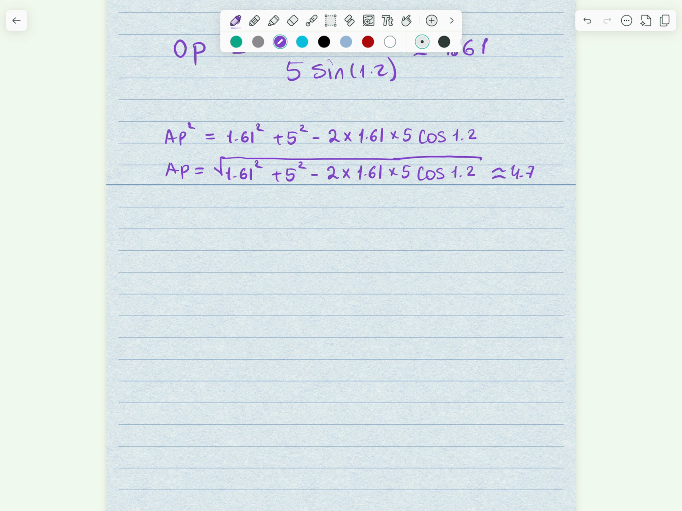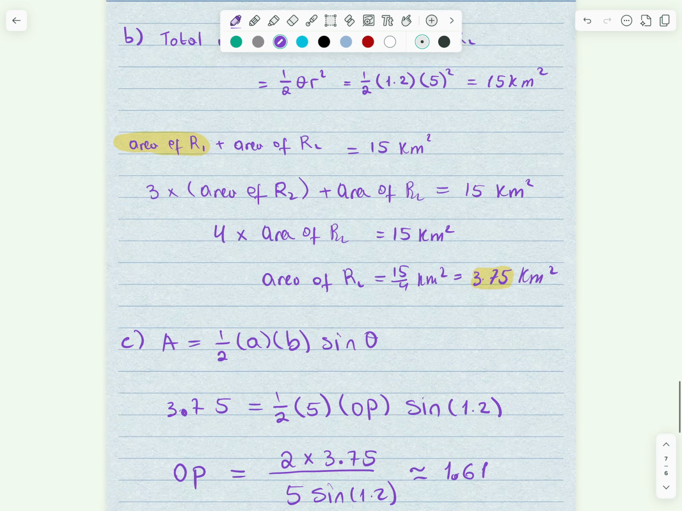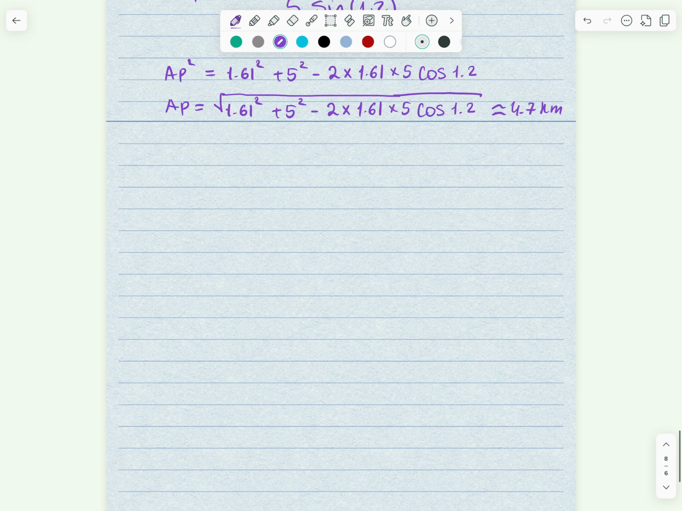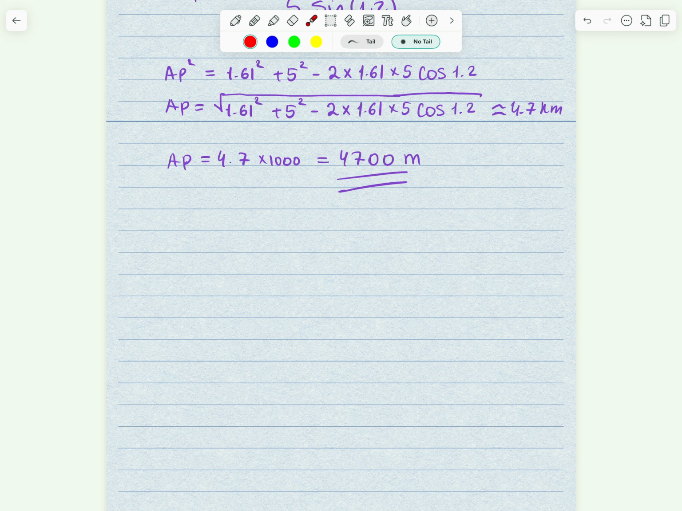So that is going to be approximately, if you put this into your calculator, 4.7 kilometers. Remember, the question tells us to give it to the nearest 10 meters. So I need to convert AP, which is 4.7, into meters. That's going to be 4700 meters. To the nearest 10 is just the same, 4700. Even if you leave your answer like so, you're still going to get the full mark.